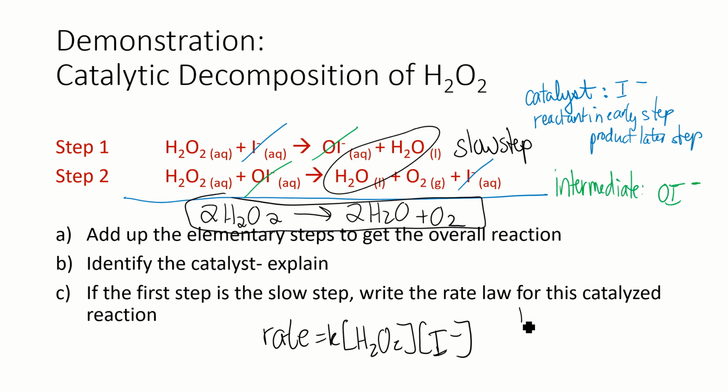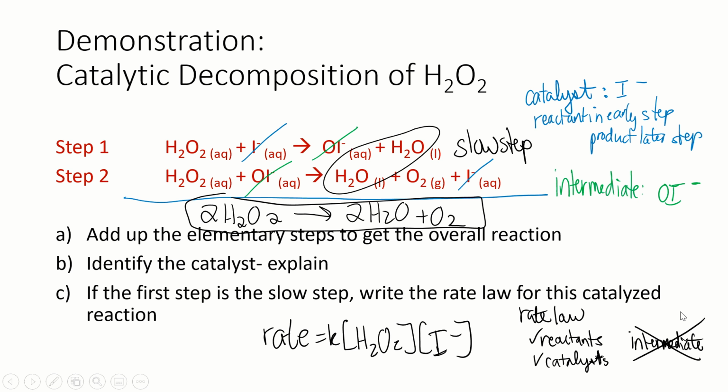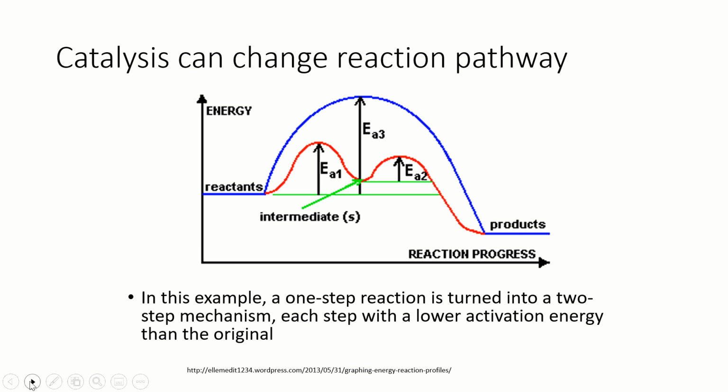So if you're thinking about what can be included in the rate law, reactants can be included in the rate law, for sure. And catalysts can also be part of the rate law, because it makes sense that if you add more catalyst, it's going to go faster. Something that should not be part of the rate law is an intermediate. So intermediates should not be included in the rate law, but reactants and catalysts can be.